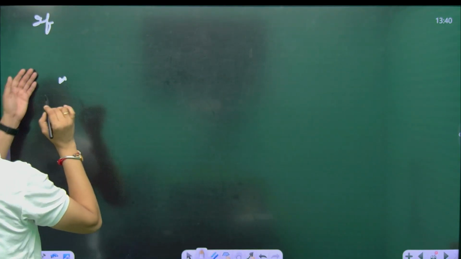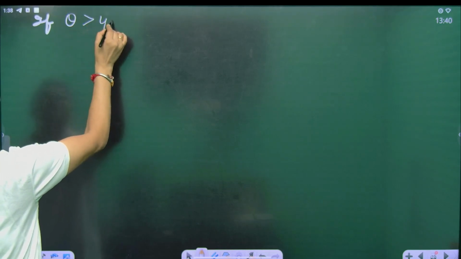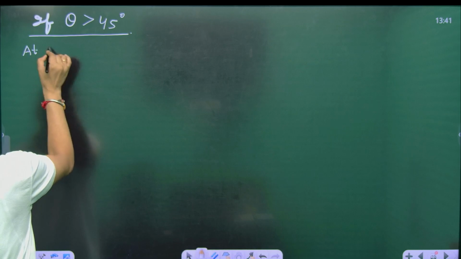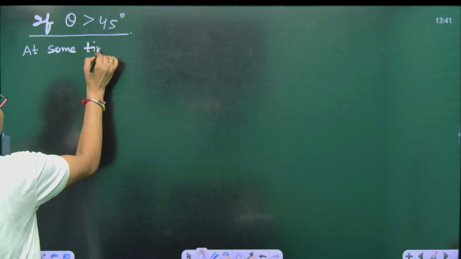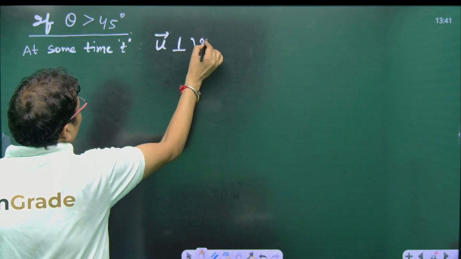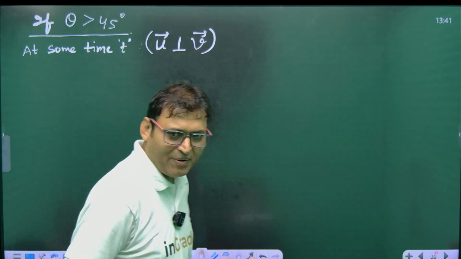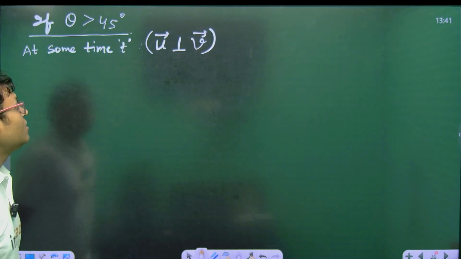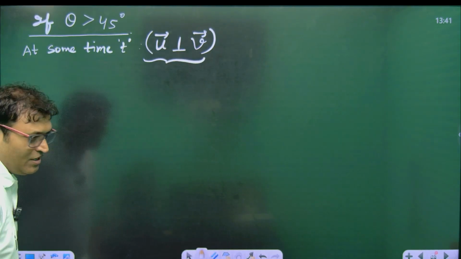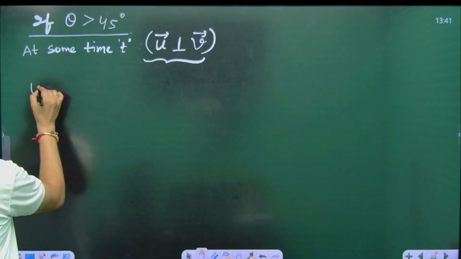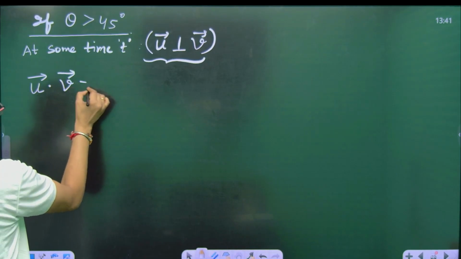If theta is greater than 45 degrees, then there is a point at some time instant t where u becomes perpendicular to v, otherwise it will not become perpendicular. For theta less than 45 degrees, it will not become perpendicular. So u becomes perpendicular to v, and we know that if two vectors are perpendicular to each other, their dot product will be 0. So u dot v must be equal to 0.